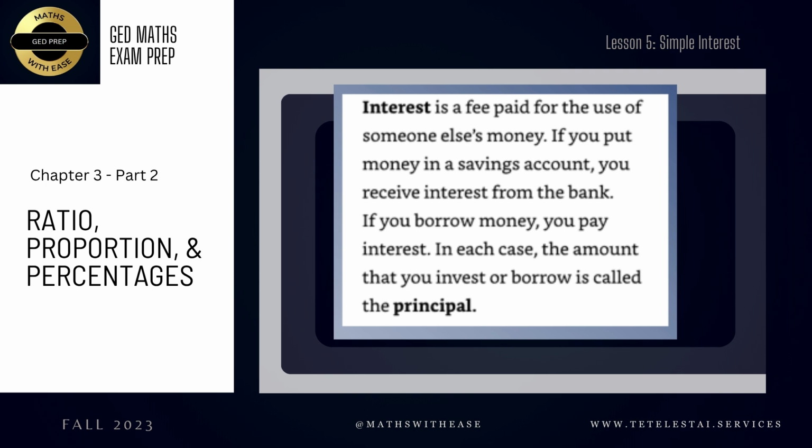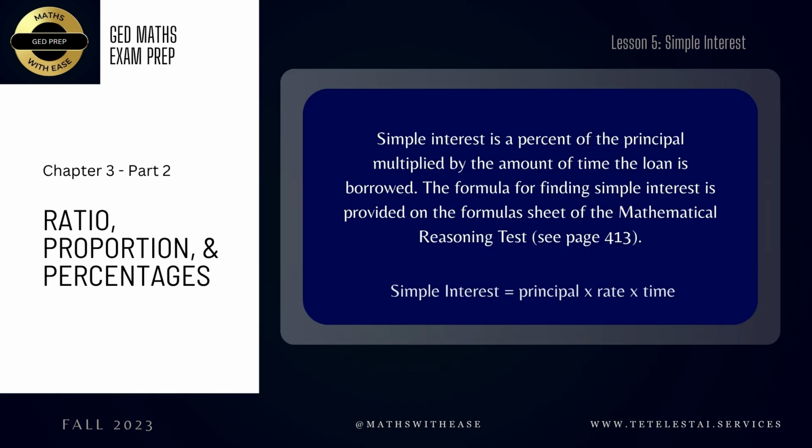Interest is a fee that's paid for the use of someone else's money. So if you put money in a savings account, you would receive interest from the bank. But if you borrowed money, you would be paying interest. In either scenario, the amount that you invest or borrow is called the principal. So simple interest is a percentage of the principal multiplied by the length of the loan.